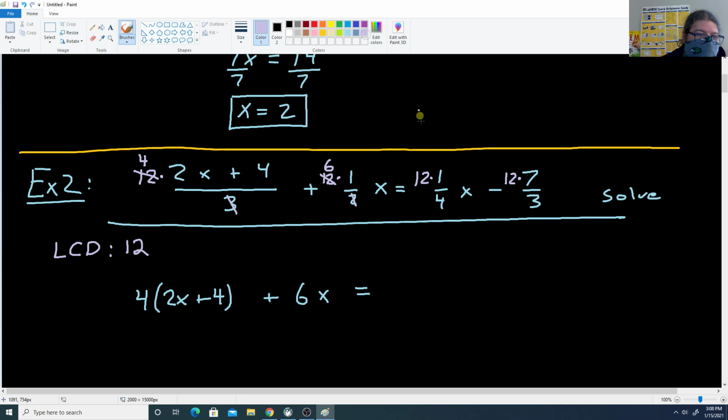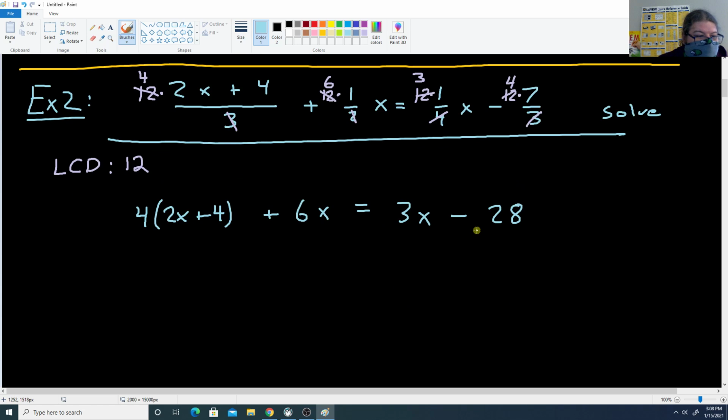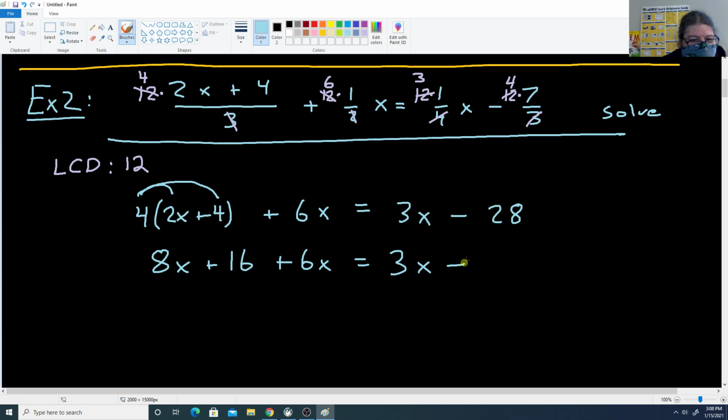That will equal, the 4 can cancel into the 12. That'll leave a 3. So this is 3 times 1 times x, so that would be 3x. And on the final term, the 3 can cancel into the 12. That'll leave a 4. So we get minus 4 times 7 is 28. So we need to distribute the 4 as the next step here. We've got to get rid of this parenthesis. So that'll be 8x plus 16 plus 6x equals 3x minus 28.